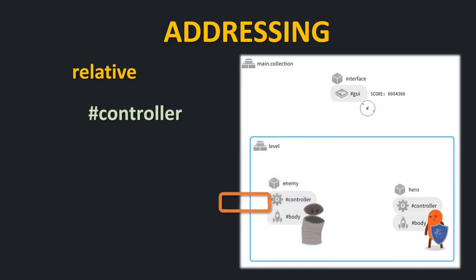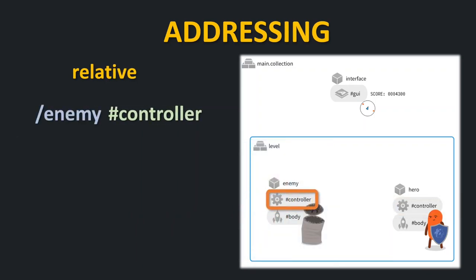In our case, we can exactly use the relative addressing to communicate between player and enemy, because they are in the same collection, in the same context. So we can start with an object's ID, enemy, and then after a hash sign address the proper component. In this case, the script with ID controller.